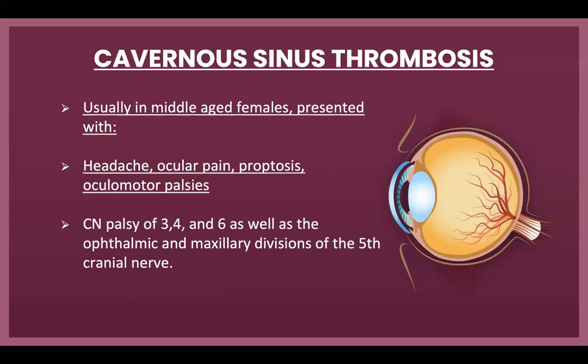Cavernous sinus thrombosis is usually found in a middle-aged female, presenting with headache, ocular pain, proptosis, and oculomotor palsy. Oculomotor here means all cranial nerves related to eye movement. You will find palsy in the oculomotor, number 3, trochlear, number 4, and the abducens, number 6. And you will find paresthesia of the face, as the ophthalmic and maxillary divisions of the fifth nerve, the trigeminal, will be affected also.